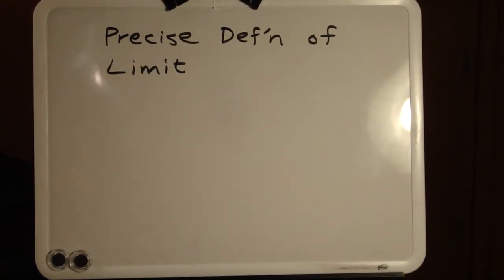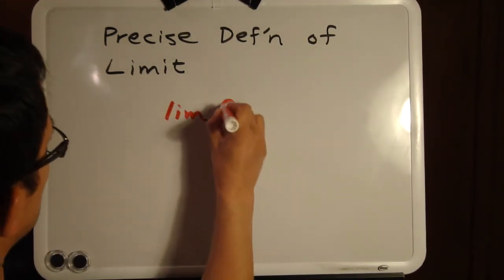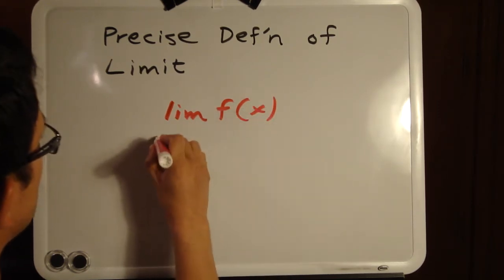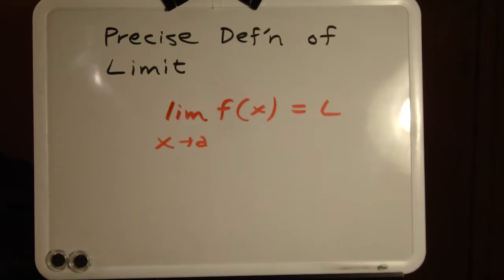Okay, this video here is on the precise definition of a limit. So we're going to be talking about the same thing we've been talking about, just in more exact terms. And so the main goal here is we're going to go back and talk about this statement: the limit of the function as x approaches a is equal to L.